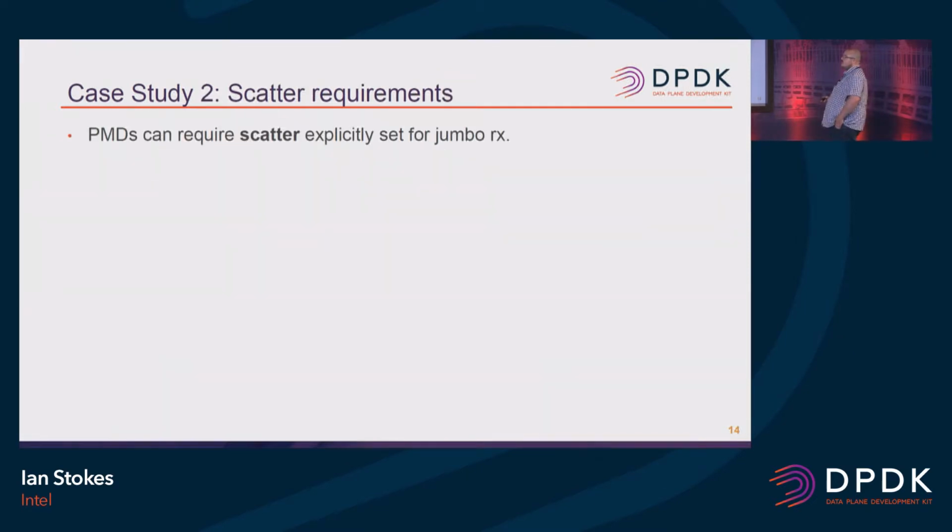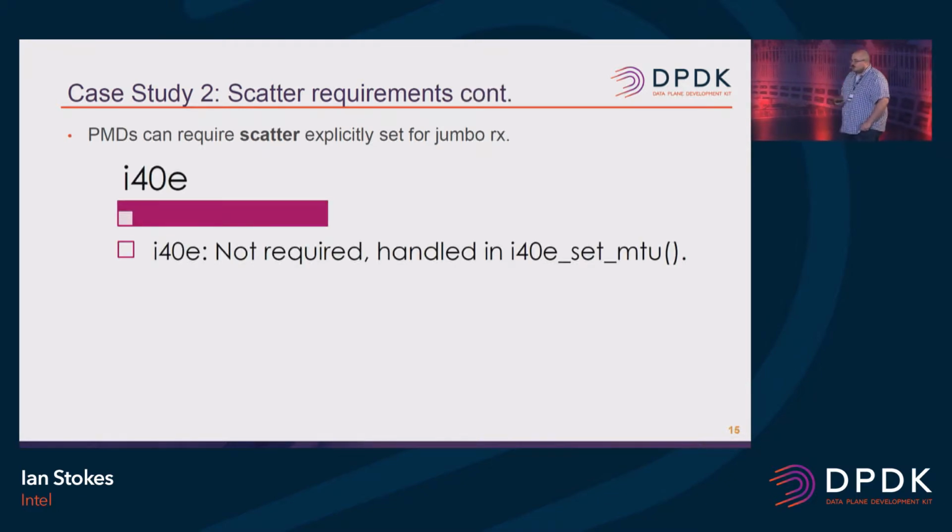The second one we looked at was scatter requirements. In typical fashion, some PMDs can require scatter to be explicitly set to receive jumbo frames, and that's been fine. Probably in testing to date, what was happening was that scatter was supported within the devices. So when we tested with an I40 PMD, it's actually not required. It can be handled in I40 set MTU. It's handled at that level. So even if you explicitly set scatter enabled for the device before you call the ethdev set MTU, the I40 will actually handle it underneath the hood for you.